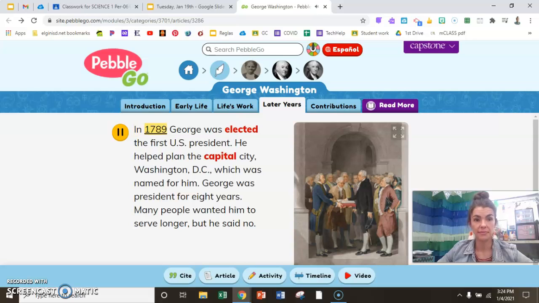In 1789, George was elected the first U.S. president. He helped plan the capital city, Washington, D.C., which was named for him. George was president for 8 years. Many people wanted him to serve longer, but he said no. How many years was he the president? 8 years. And in those 8 years, they created the capital city of our United States, Washington, D.C., named after President Washington. He also helped to make some other changes. We'll learn on the last page.